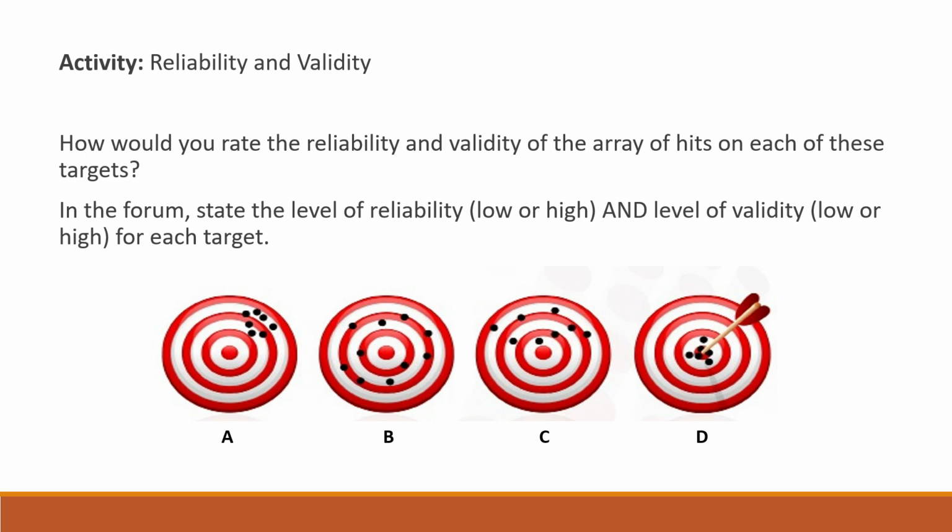So the activity for this chapter is pretty straightforward, not as much to write about for this discussion post. You are to state the level of reliability, so either low or high, and the level of validity, either low or high, for each of the targets. So target A, target B, target C, and target D.